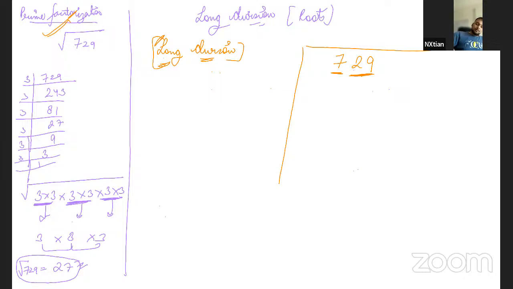Okay. So now, because 7 is the first number, you have to do squares. 1 square is 1, 2 square is 4, 3 square is 9. So 9 is greater than 7. So the first number will come as 2 square. I will write it here. 2 square will be 4, right? Yeah, I wrote 4 here.